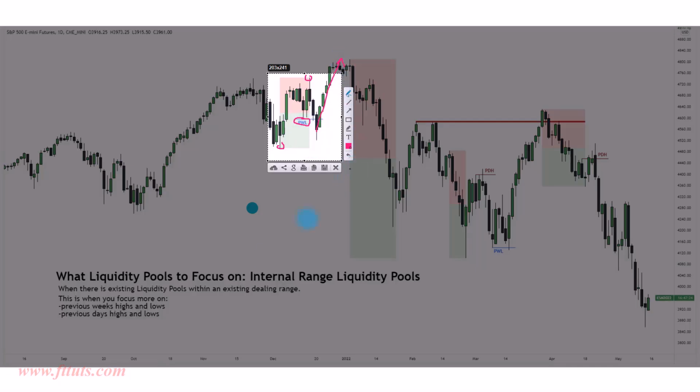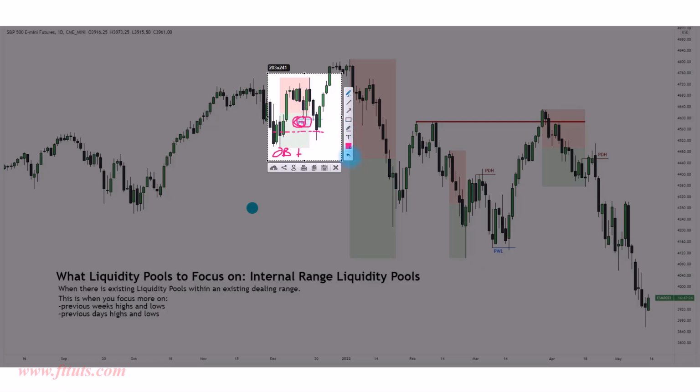Now what you want to do with internal range liquidity pools is you want to blend them with something. Okay, so what I like to blend them with is 1, an order block, or 2, a fair value gap. So we can see here, if we did that very thing, we have a previous week's low, and we look to the left, where could price trade into also? Well, we have a down candle here. We'll use the mean threshold of that. So that's an order block plus internal range liquidity in form of previous week's low.